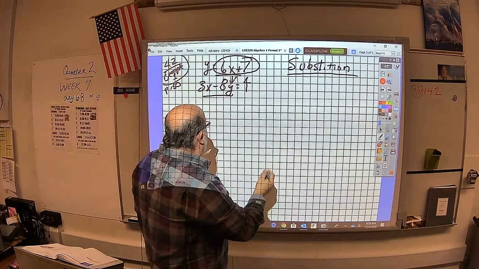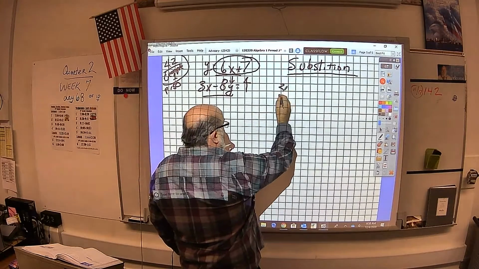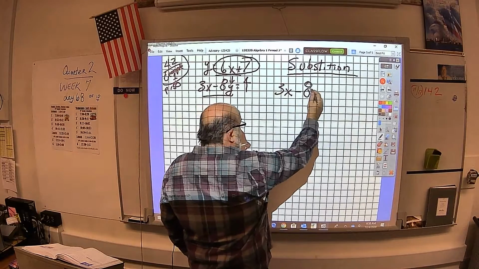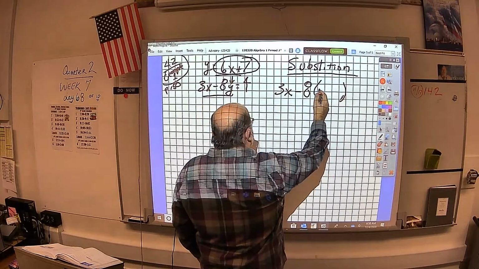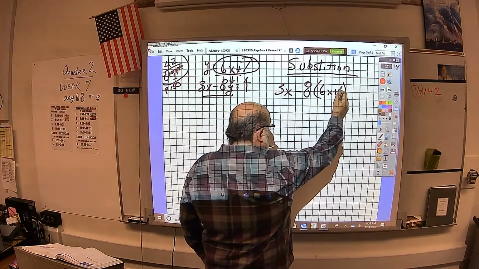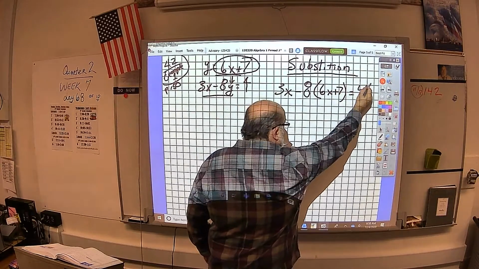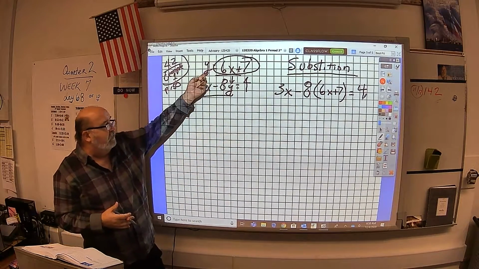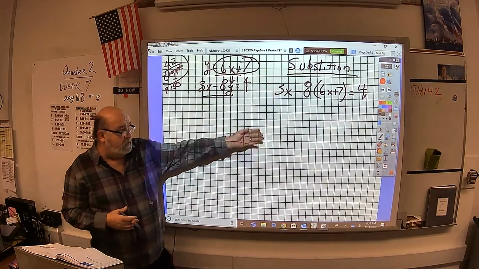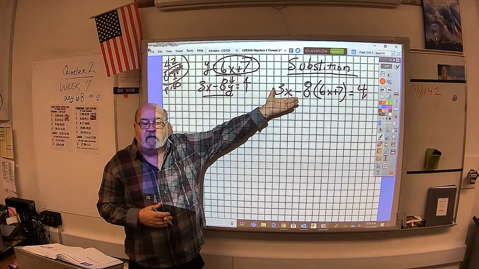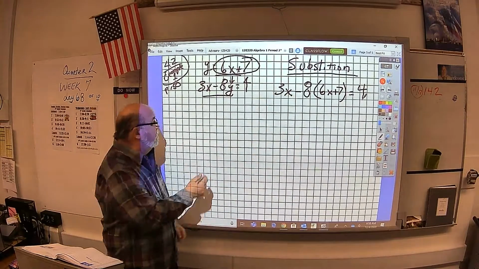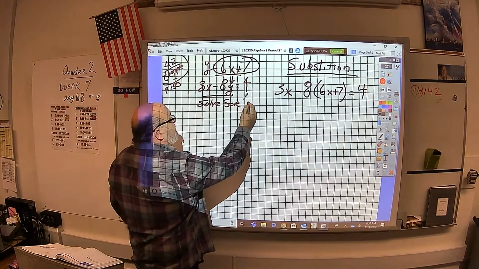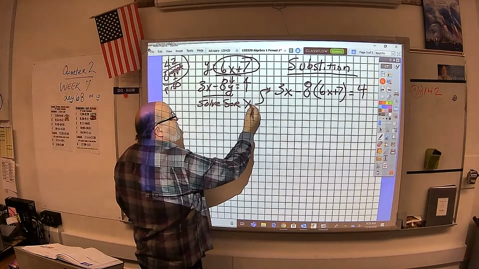I can take this amount and plug it in right here. Now what that's going to look like is this. Now I have 3x minus 8 times 6x plus 7 equals 4. Wrap your head around that, because that has to be true if y is equal to 6x plus 7. Do I see any y's over here? No, I'm solving for x. Solve for x. And that's how we get there.